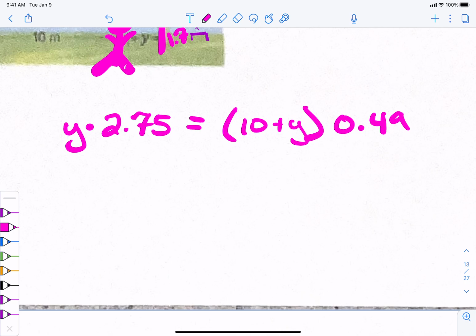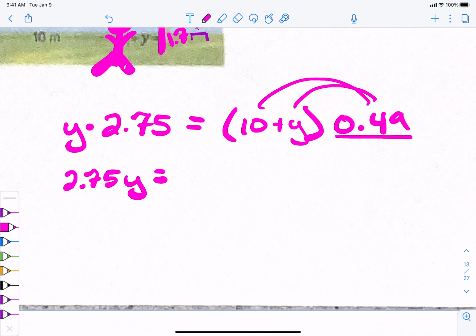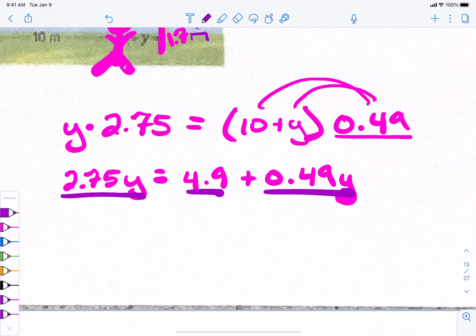You see it? We have gotten rid of the tangents. We've evaluated those. Y times 2.75, I'm going to write that as 2.75Y, equals. Now this guy, 0.49, I have to distribute. What's 10 times 0.49? 4.9, you just move the decimal. And plus 0.49Y. Do you see the three pieces that we have up here? 1, 2, 3.